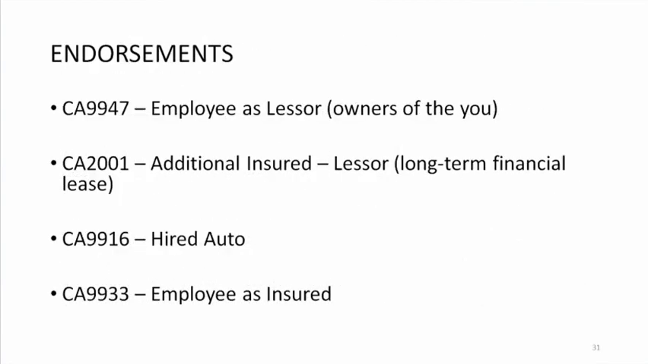There are 4 endorsements. CA 99 47, Employee as Lessor. That's the owner of the entity themselves. CA 20 01, Additional Insured Lessor. That's long-term finance leases. Hired Auto, we use that often in the trucking industry to add the owner-operators', independent contractors' vehicles to our policies. And Employees as Insureds, this is where we have insureds who use their own personal vehicles on behalf of the legal entity. Those would be your people getting the mail, people making sales calls. In the trucking area, it could be a mechanic with their own pickup truck. So let's look at these separately.